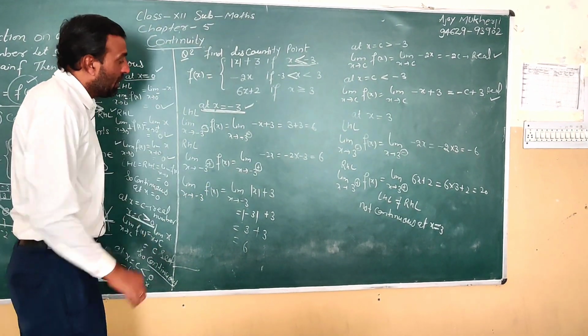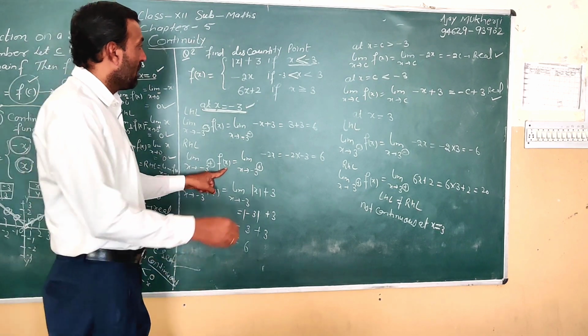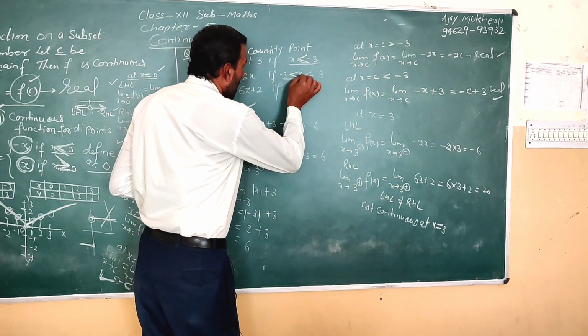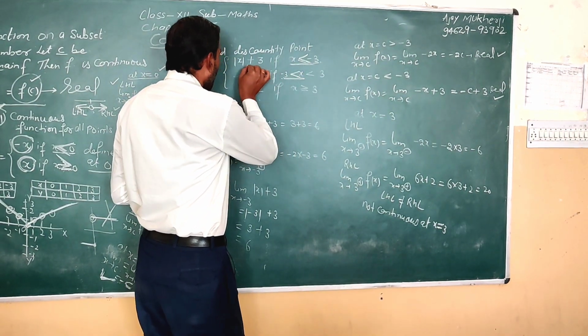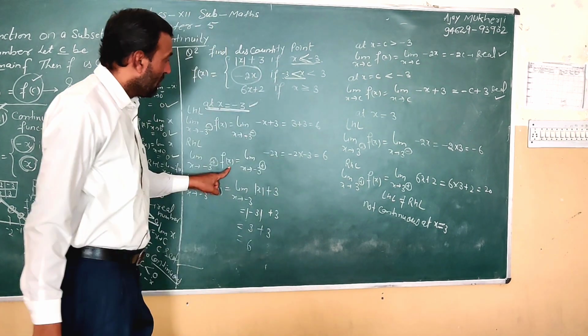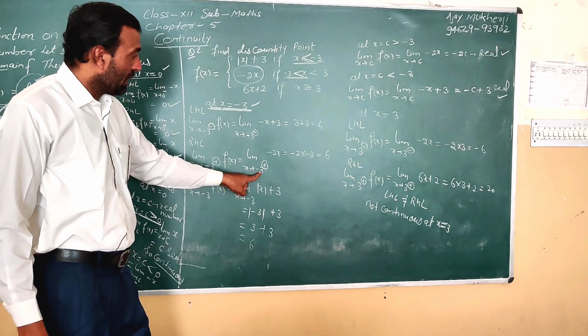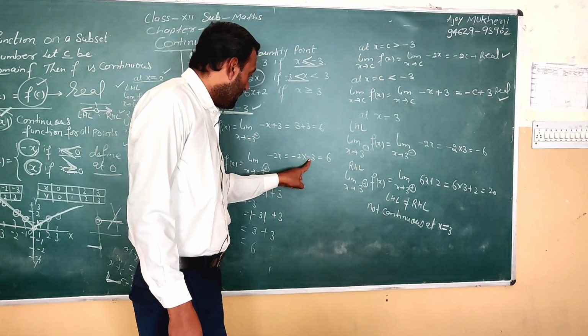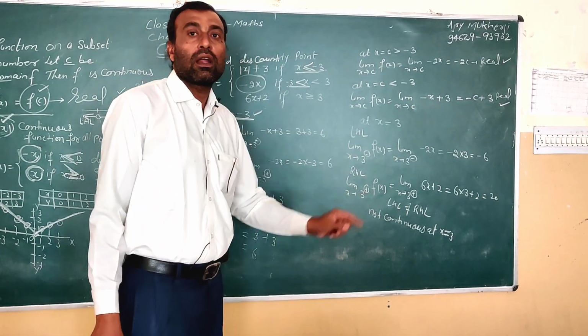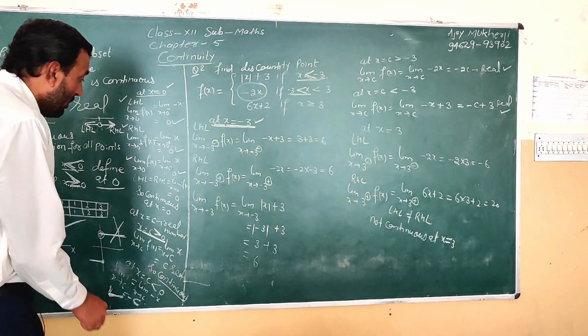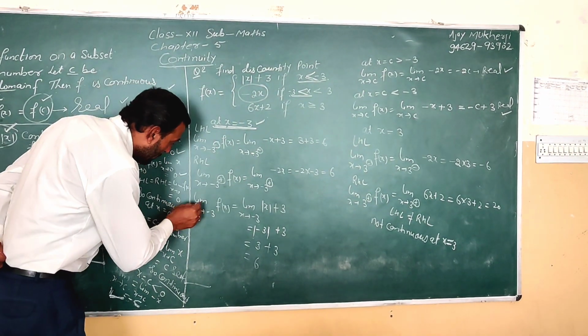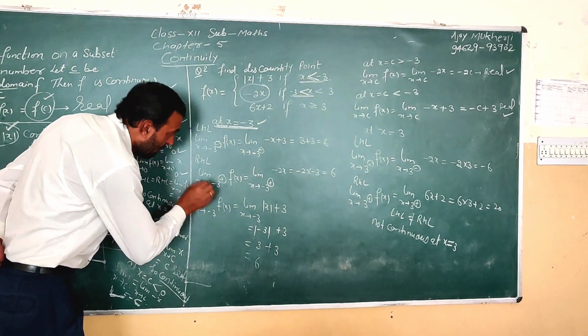Now we discuss the right hand limit, limit x tending to minus 3, positive sign, of f(x). Here we take x greater than minus 3, our answer is minus 2x, so we replace it with minus 2x. X is replaced by minus 3, minus 2 into minus 3, we get the answer 6.